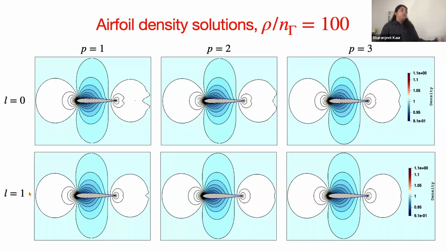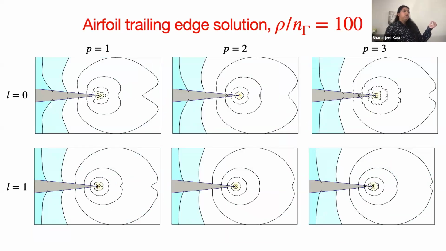And I'm only considering two meshes. Qualitatively, we can see very minor change as we go from p equal to 1 to 3, and also from coarse to fine mesh. And if we zoom in near the trailing edge, we see that, okay, it's getting a little better, but we can't conclude on the basis of this.